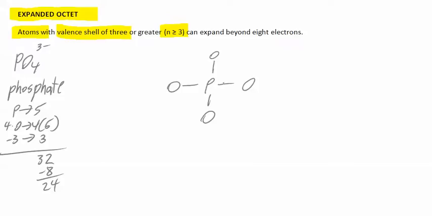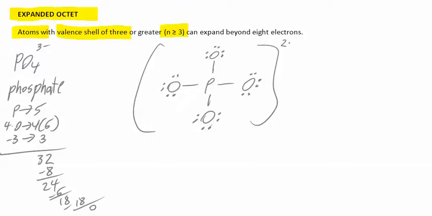Each oxygen is sharing 2, so it needs 6 more for an octet. That leaves us with 18. The other oxygens each need 6 more. That uses up all of our electrons, and most often we might stop here and say, okay, everybody has an octet, we're good to go.